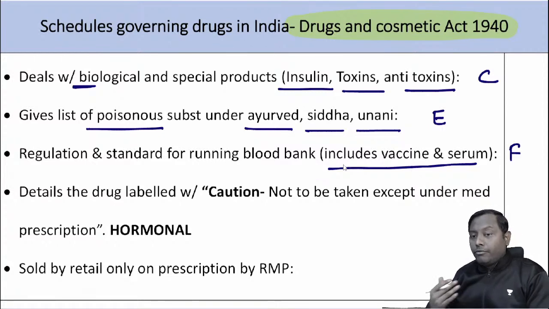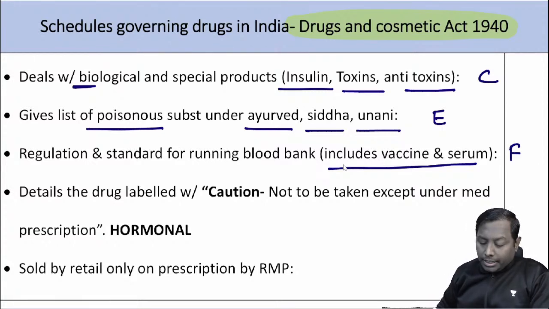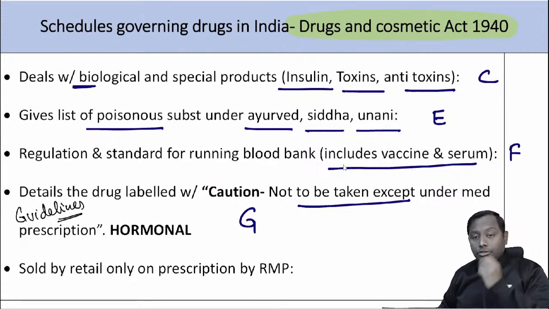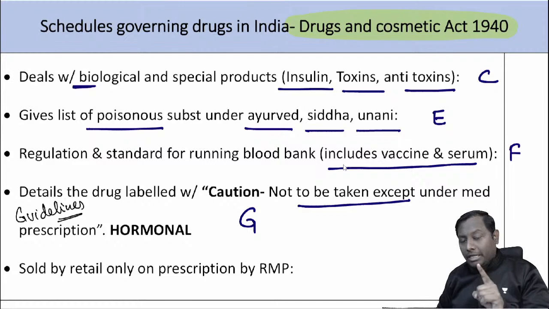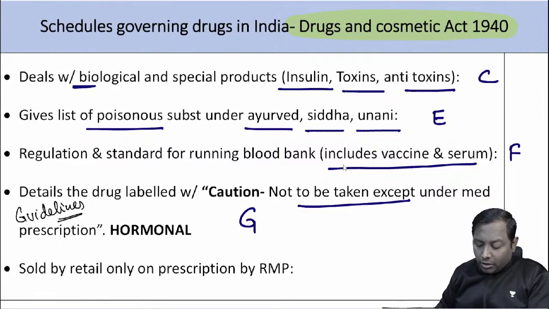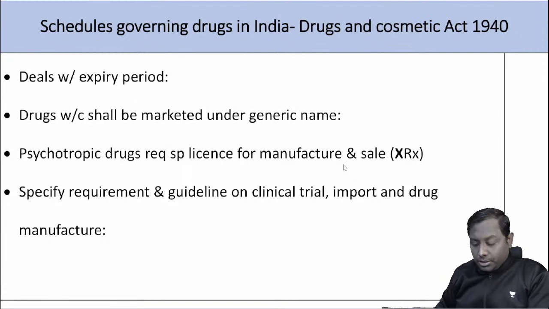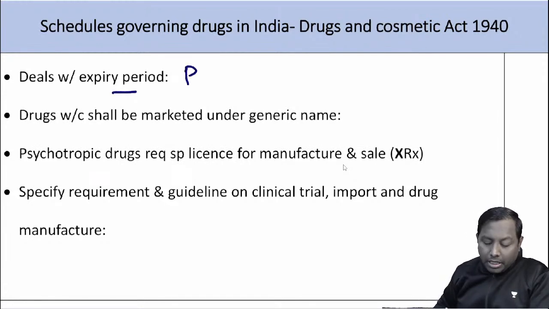So everything should be frozen in the blood bank. Remember, it details the drug labeled with caution. So this is going to actually give you a guideline, right? And it should be given only under medical supervision. We are talking about intake, and this one will be your schedule G. Hormonal, anti-cancer and all should be given under medical supervision. Intake की बात कर रहा हूँ मैं, ठीक है. Sold by retail only on prescription of RMP. This will be your schedule H. RMP, कौन है RMP? हम सब हैं RMP. We are all RMP. What is RMP? Registered Medical Practitioner. Expiry period, this will be your schedule number P.